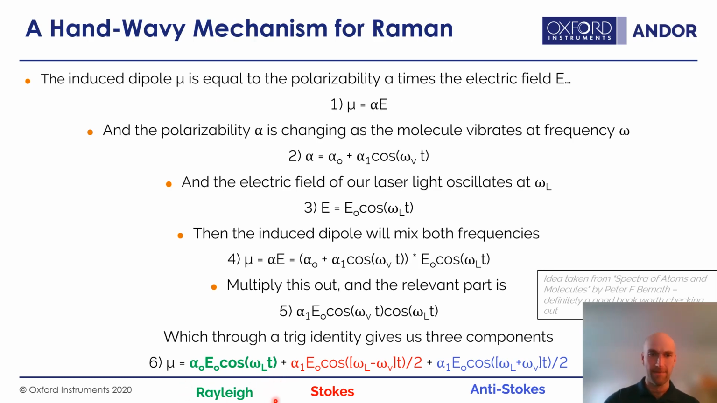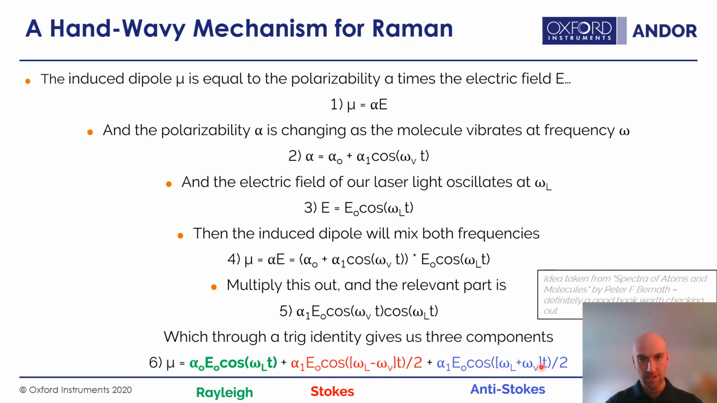We have the Stokes shifted, which is the lower energy Raman sidebands, which are proportional to the change in polarizability, the small component, the magnitude of the electric field, and now the cosine of the difference of the laser wavelength and vibrational wavelength. And then the anti-Stokes, we don't worry as much about this, but this is the higher energy side. You can see that this is the sum.